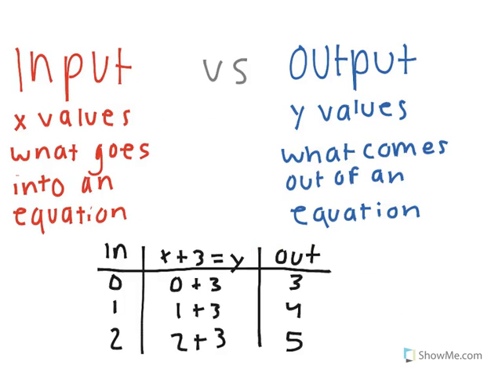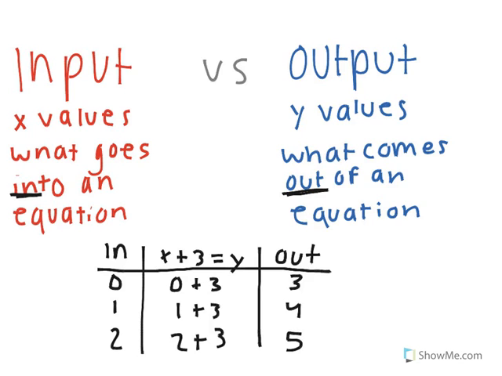First up is input versus output. Input is what goes into an equation, and output is what comes out of an equation. Usually these are called your x and your y values because typically your x value goes in and your y value goes out, but those are usually interchangeable with other variables. But the main thing you need to know is that inputs go in and outputs go out.